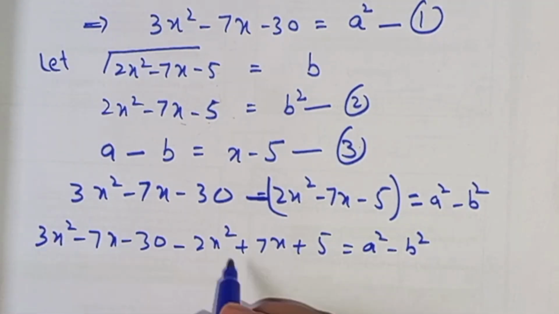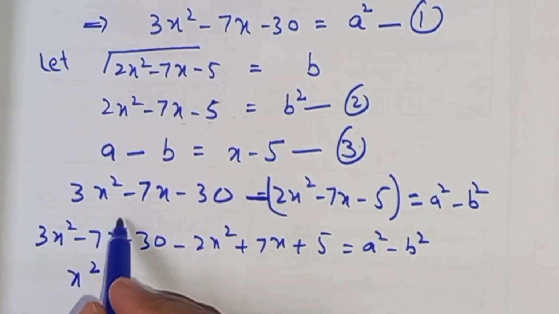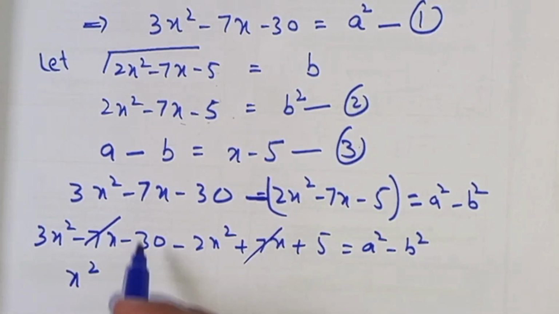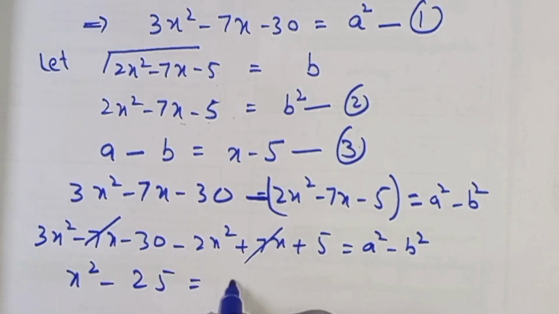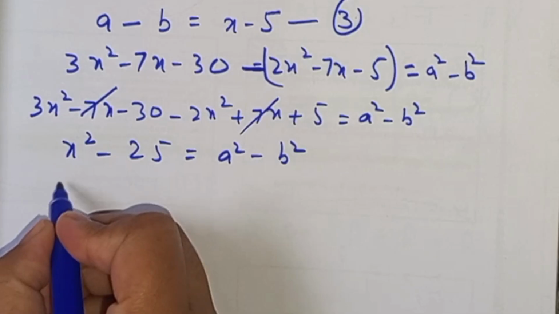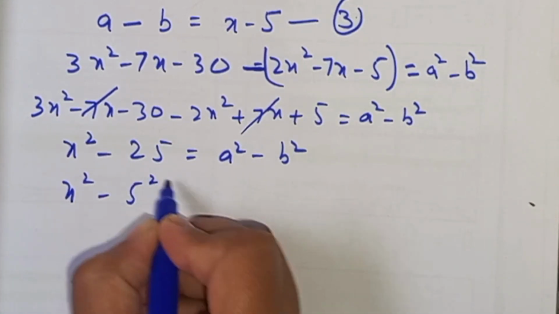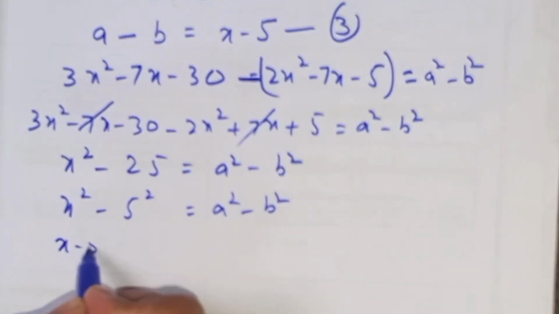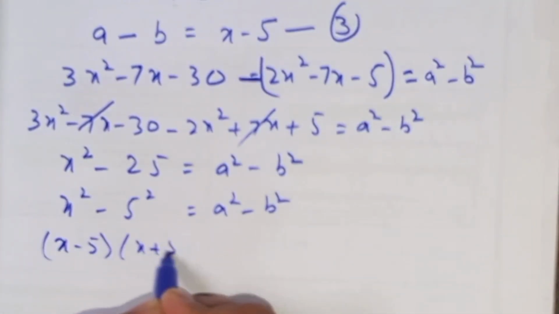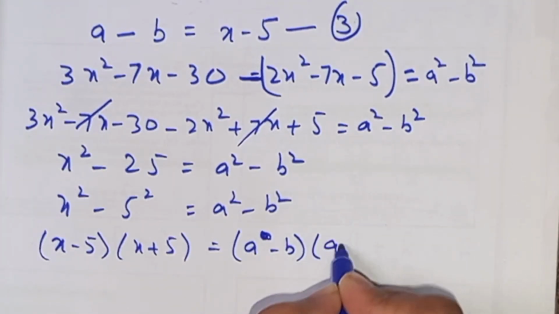Now 3x² minus 2x² will become just x², minus 7x and plus 7x will cancel, and minus 30 plus 5 is equal to minus 25. So x² minus 25, we write this 25 as 5², is equal to a² minus b². This is equal to (x minus 5)(x plus 5), and this is equal to (a minus b)(a plus b).